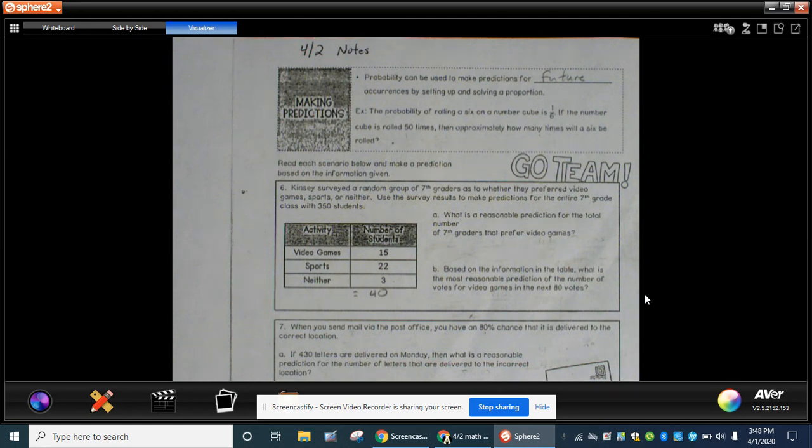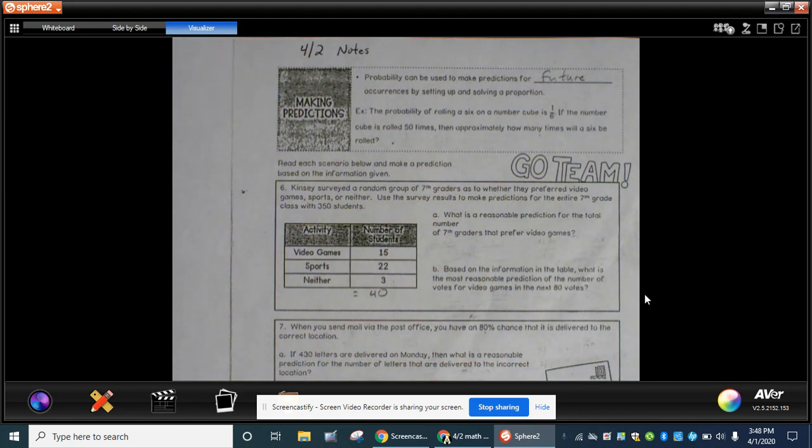Okay, so predictions are made based on simulations, which we talked about in the last video. Probability can be used to make predictions for future occurrences by setting up and solving a proportion. If you're in my class, we do proportions all the time, so this should be nothing new. But we're going to do it anyway, to see if you remember this. All right, so let's look at an example.